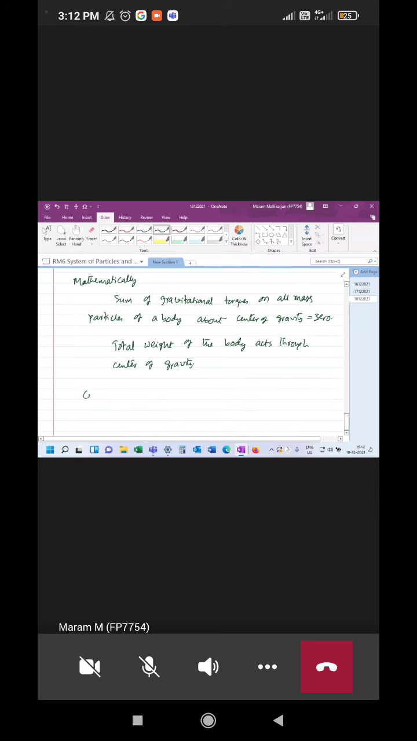So, center of gravity coincides with center of mass for small bodies. That means bodies whose size is small compared to Earth.